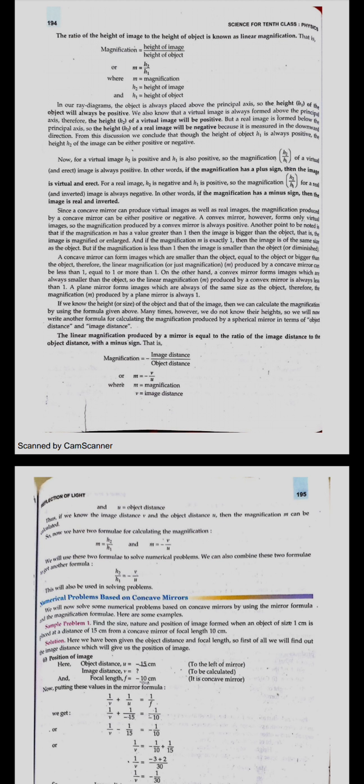And if h2 is of a virtual image, then it will be positive because it is in the upward direction, because virtual images are erect in nature, that is, on the same axis where the object is kept, we will get the image. So it is in the upward direction, that is the erect image. So virtual images are always erect, so we can say that the magnification for erect images will be positive, and the minus sign will show that the image is real and inverted.